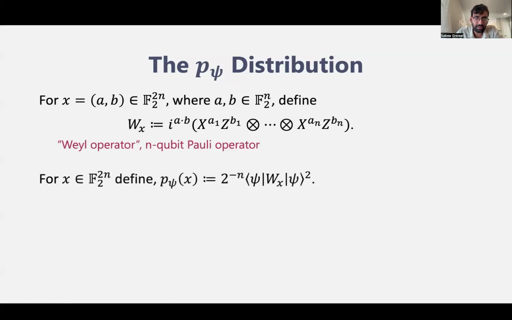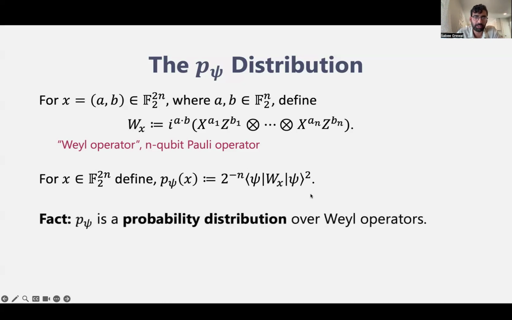And we can define this function psi of x as follows. We take a string x, and psi of x is then the squared expectation between psi and the Weyl operator wx, with this factor of 2 to the minus n. And it's not too hard to show that psi forms a probability distribution over Weyl operators.